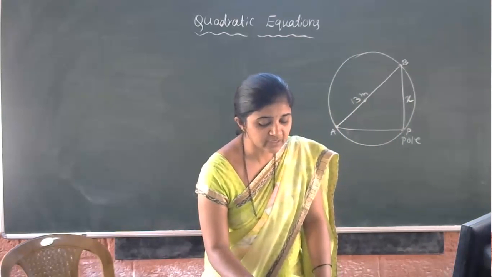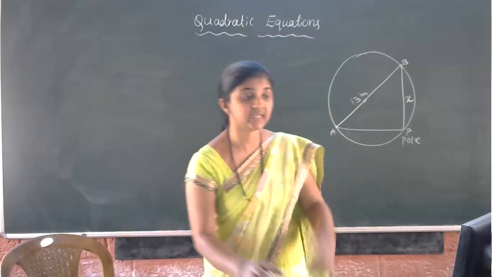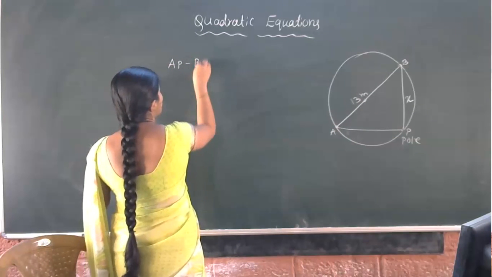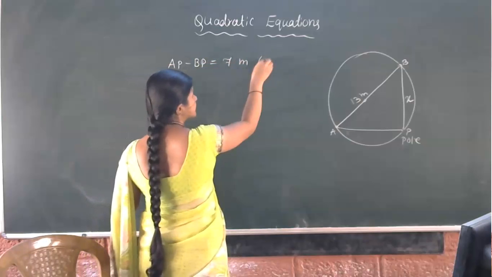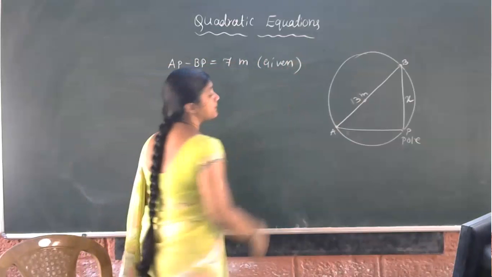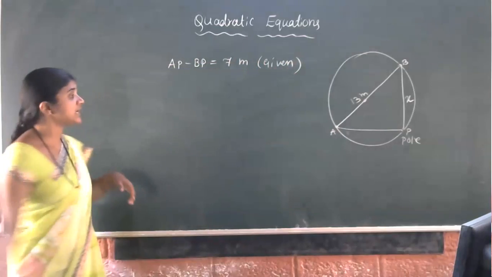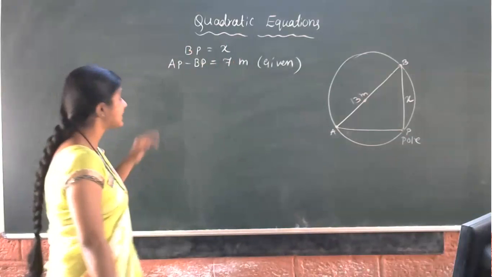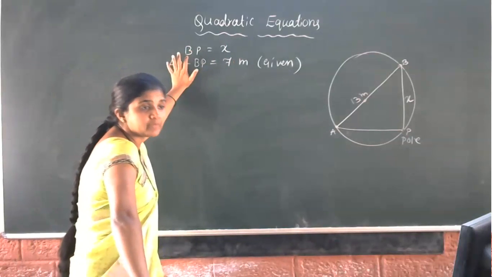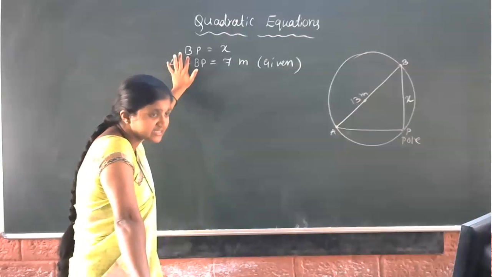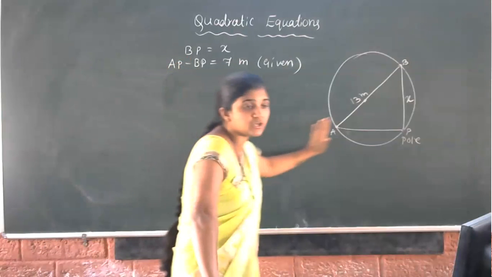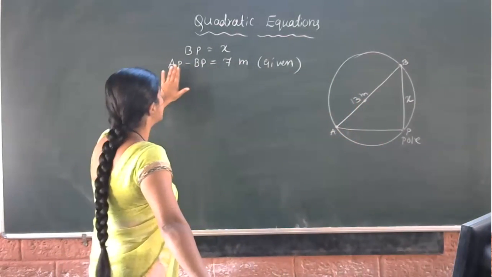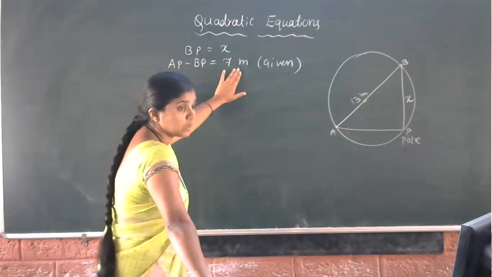Now the difference of the distance of the pole from the two gates, in the sense AP minus BP, is equal to 7 meter. It is given actually. We are considering BP equal to x, the distance of the pole from the B gate. Then the difference between the A gate to pole and B gate to pole is 7 meter. That is the condition: AP minus BP is equal to 7 meter.